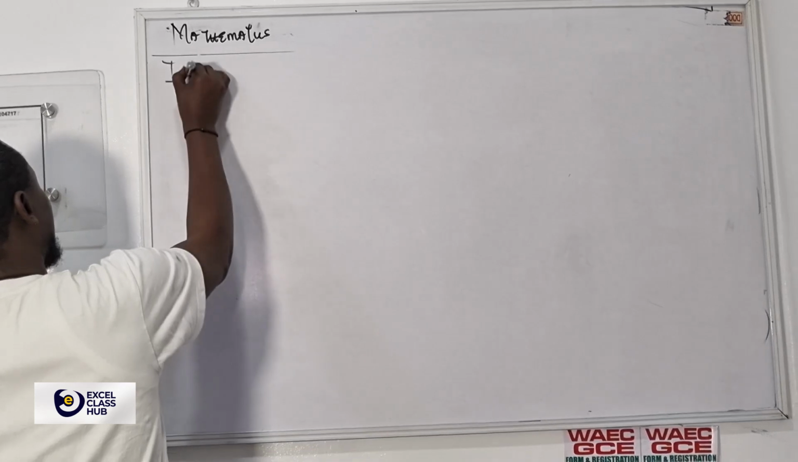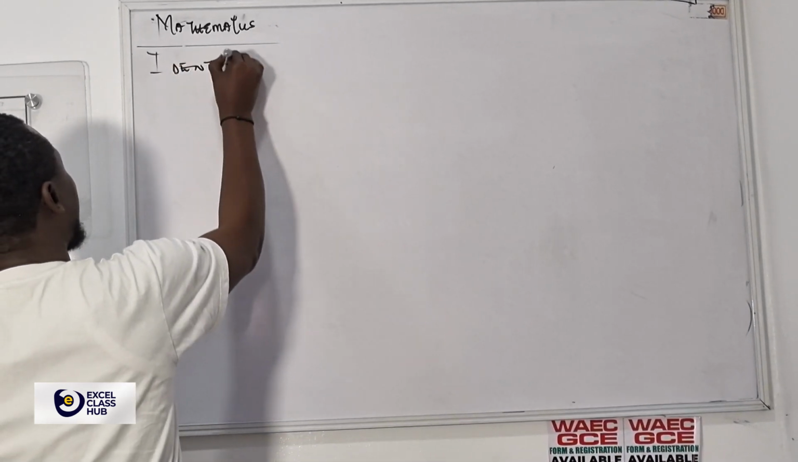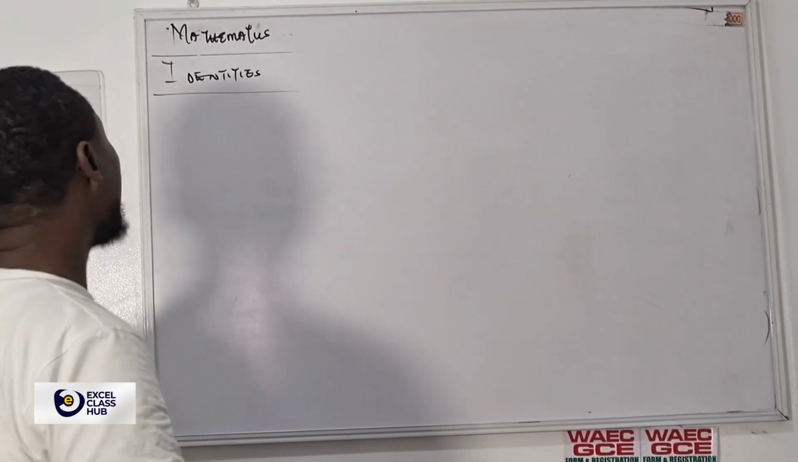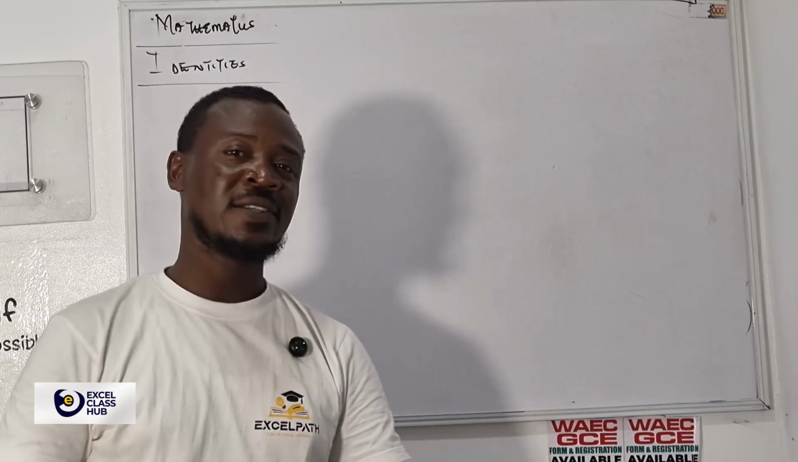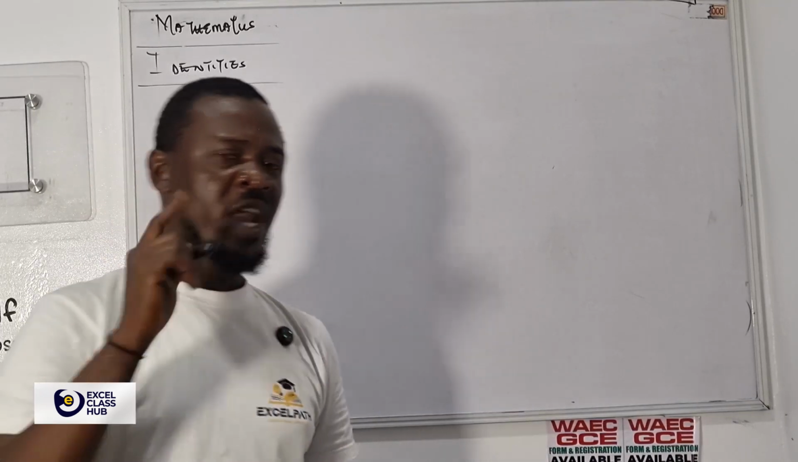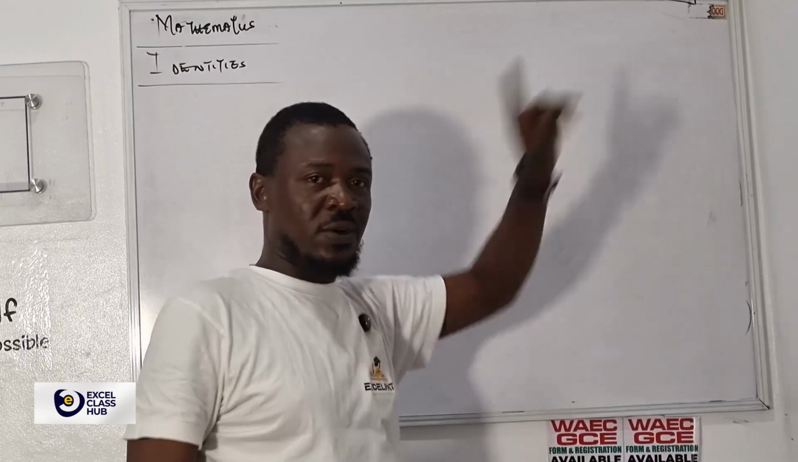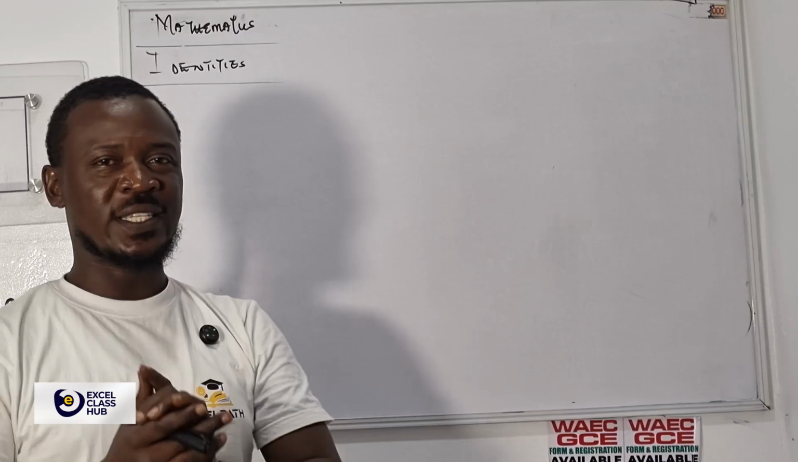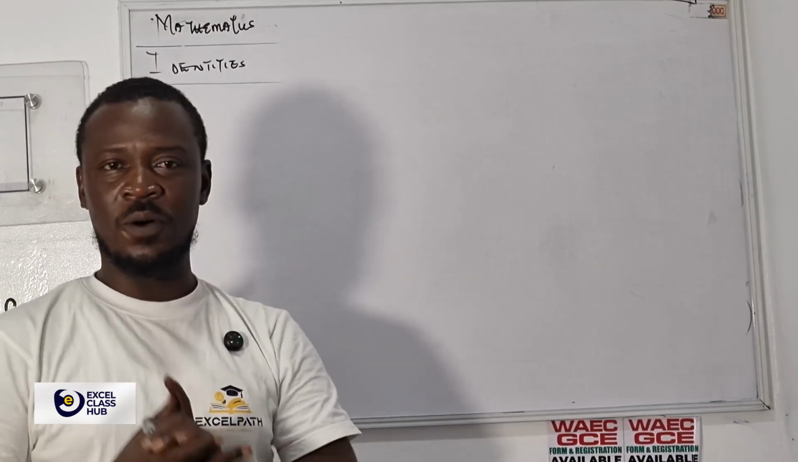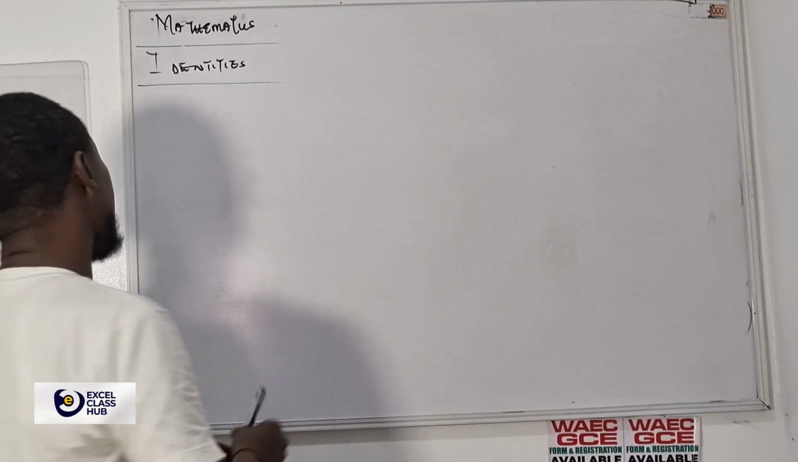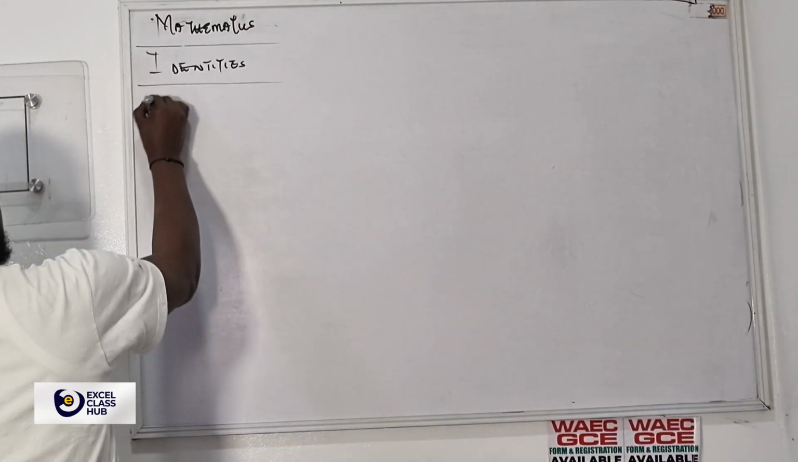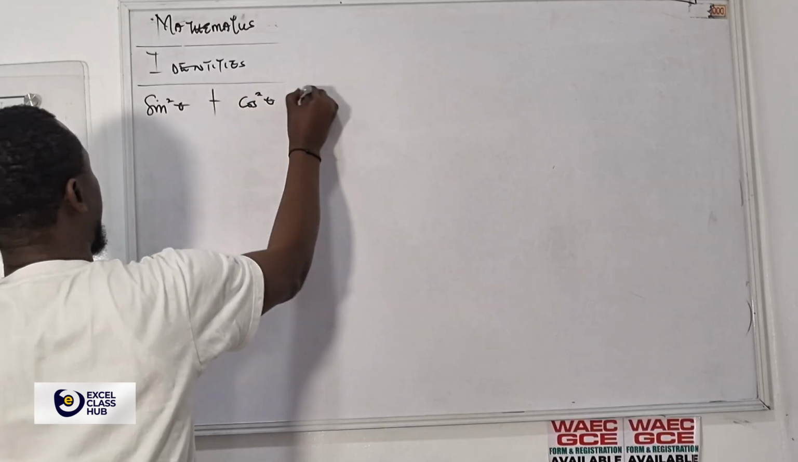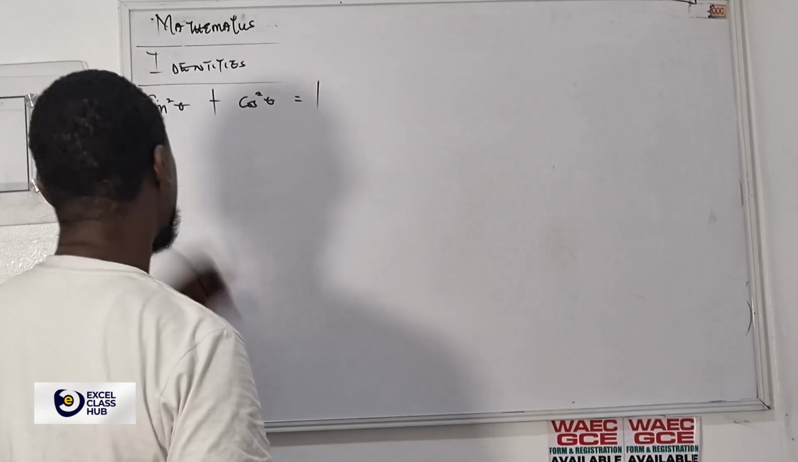So identities. Yes, we're going to the JAMB level now. From these identities, we have 3 formulas. If you remember, I solved 3 questions here. There was a question I solved that showed that sine squared theta plus cos squared theta equals 1. That is the first formula for identities: sine squared theta plus cos squared theta equals 1.